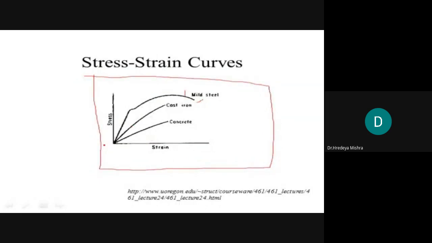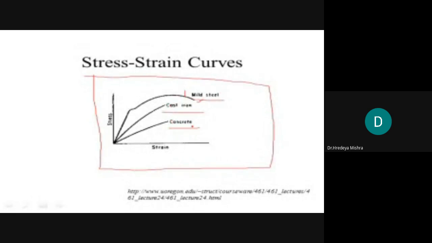Different materials have different behavior, so there are different curves in the stress strain diagram. So this is the mild steel, this is the cast iron. See, the curve is very small in comparison to the mild steel, and this is the concrete. This curve is much smaller than mild steel, because if we compare mild steel, cast iron and concrete, the plastic deformation of mild steel is much greater than cast iron and concrete.